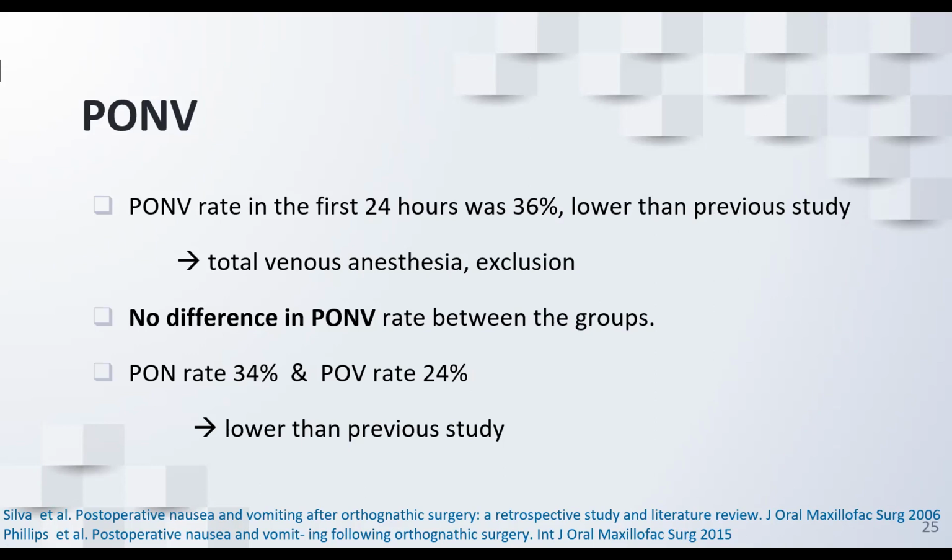And the author also included patients with a history of PONV. And there was no difference in PONV rate between the groups. The post-op nausea rate was 34% and the post-op vomiting rate was 24%. These rates are lower than those found in studies evaluating nausea and vomiting in OGS.